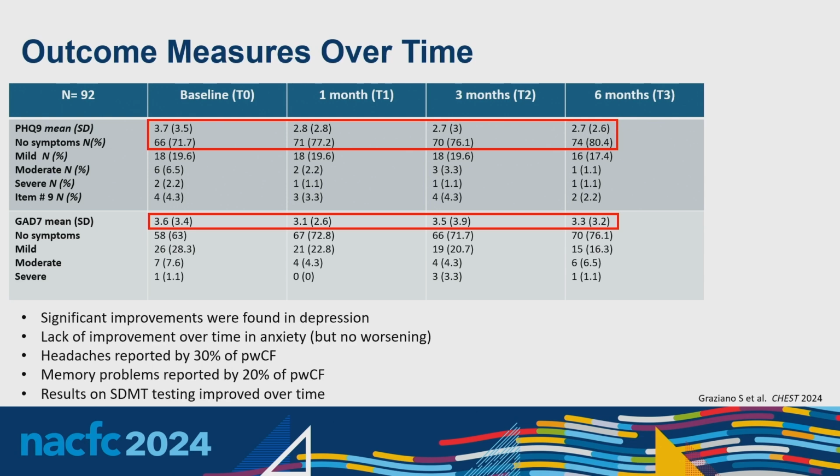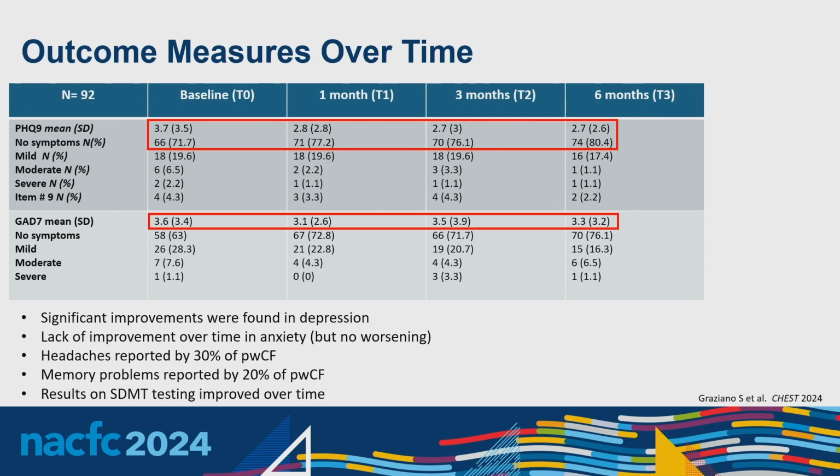What is minimally clinically important? That we don't know as well. But nonetheless, this was stable over time, showing that there were improvements found in depression. Also, you see a higher proportion of patients reporting no symptoms. Now, GAD-7, which is the bottom column, the mean score was not very changed over that 6-month period. So there was no benefit, but no worsening in the symptoms of anxiety.